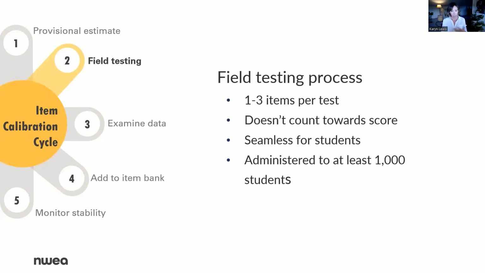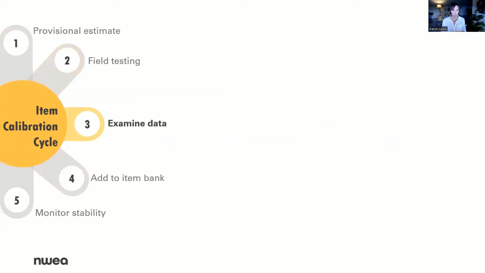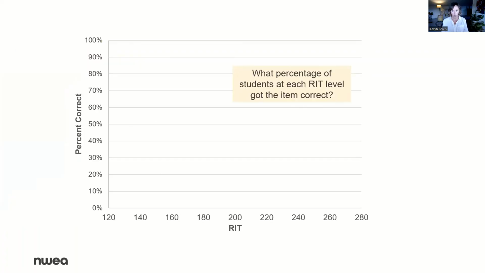Because we need a lot of data to help us understand an item's difficulty, each new item is administered to at least 1,000 students in the field test process. After we collect that data from at least 1,000 students, we then examine how the item performed among our test takers. And I want to show you item response function plots that help us examine that data and determine what an item's actual difficulty is.